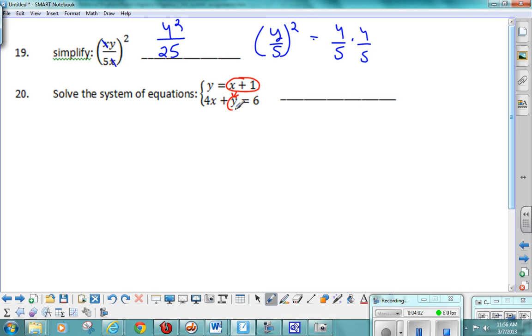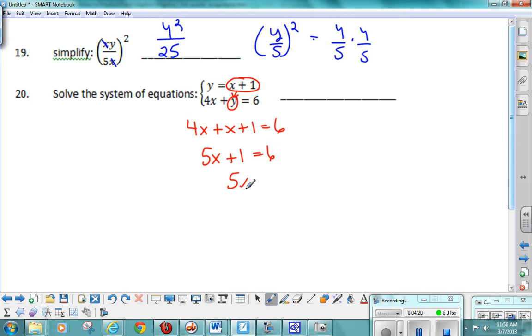I would go into the other equation, replace that y with an x plus 1. So I would rewrite the second equation as 4x plus, but don't write the y, write what it's equal to. It's equal to x plus 1. That's equal to 6, so 4x plus x is 5x, plus 1 equals 6.